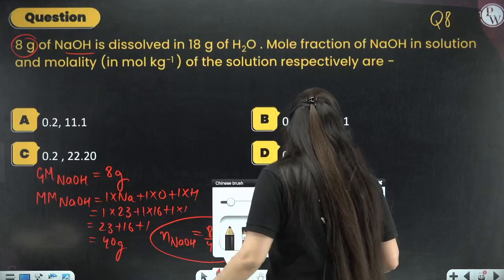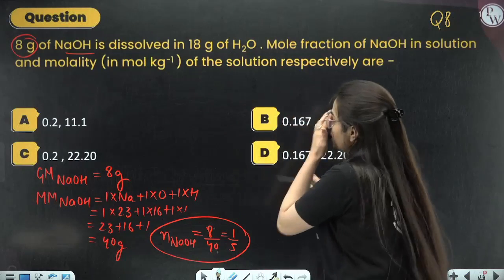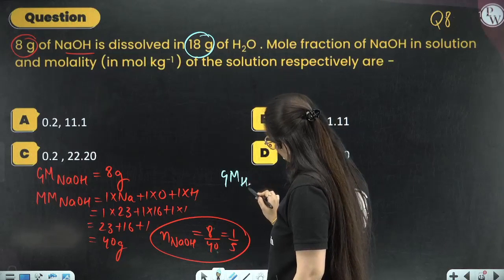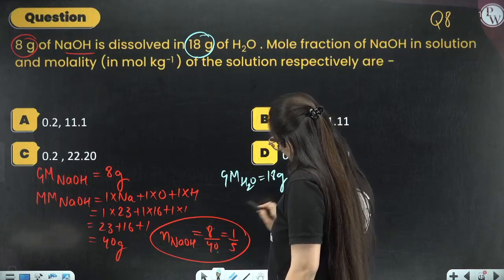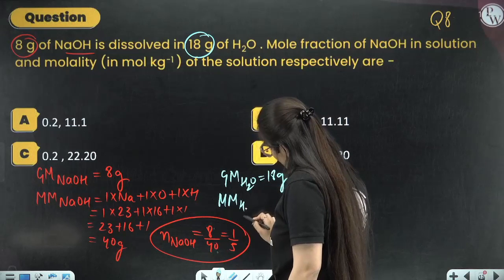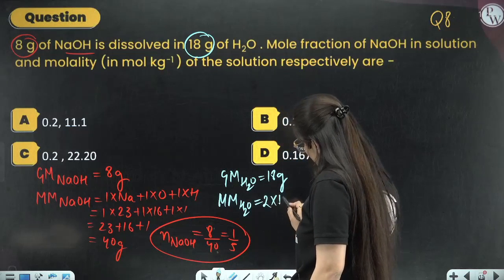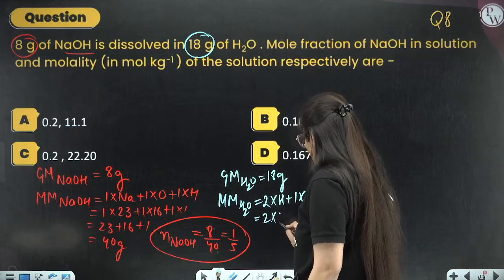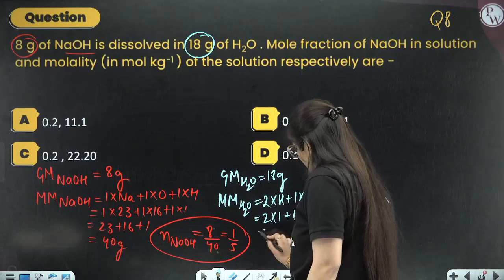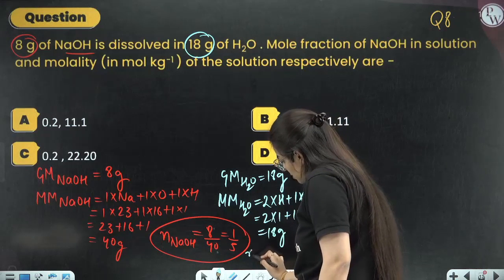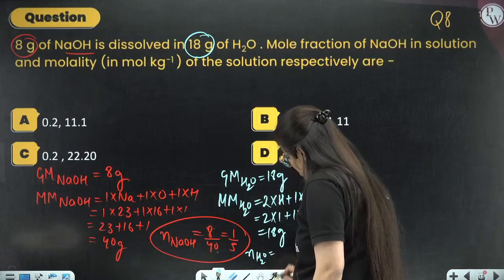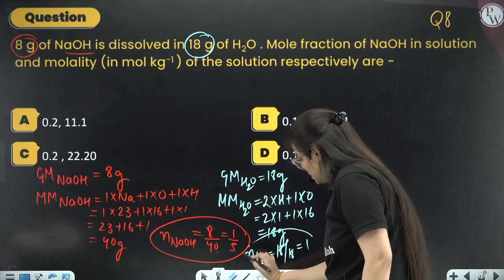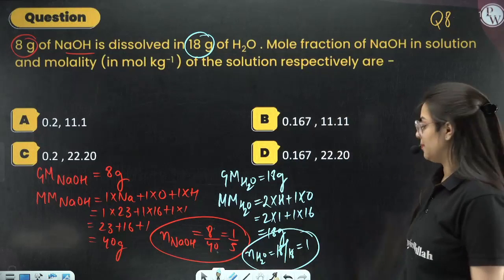Now, similarly, can you calculate for water? The given mass of water is 18 grams. What is the molecular mass of water? How many hydrogen? 2. So 2 into hydrogen mass. How many oxygen? 1. So 1 into oxygen mass. This comes out to be 2 into 1 plus 1 into 16, that means 18 grams. Now what is the number of moles of water? It shall be given mass by molecular mass. Given mass is 18, molecular mass is also 18. So the number of moles comes out to be 1.